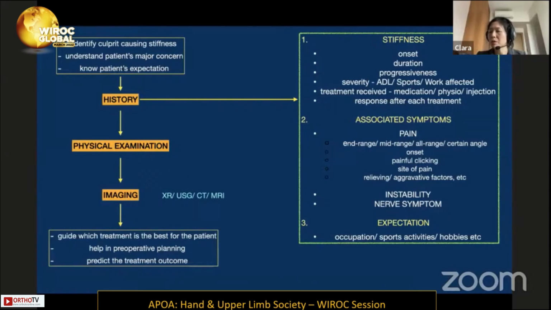We need to take a proper history, conduct a proper physical examination, and perform appropriate investigations. These assessments are also helpful to guide us which treatment is the best for them, help in preoperative planning, and predict the operative outcome.